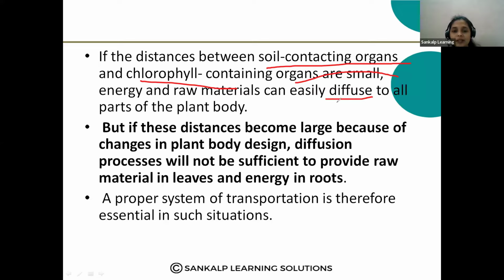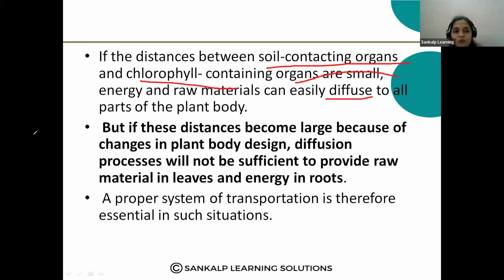What do you mean by diffusion process? Diffusion means movement of molecules from a higher concentration to a lower concentration. When the molecules are able to move like this, that is called diffusion. This diffusion process takes place when the distance between the root and the leaf is very small.